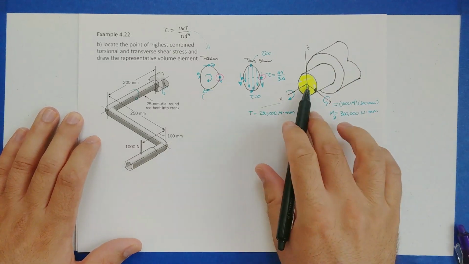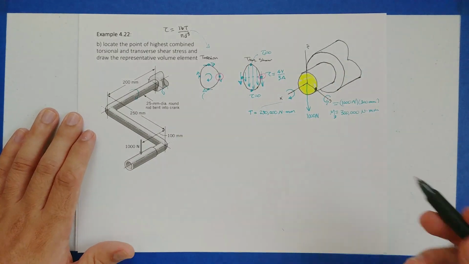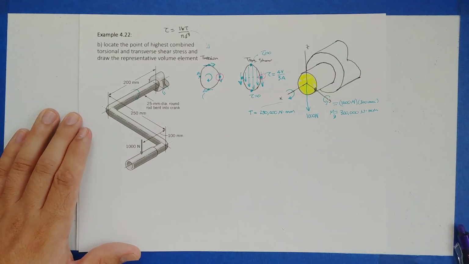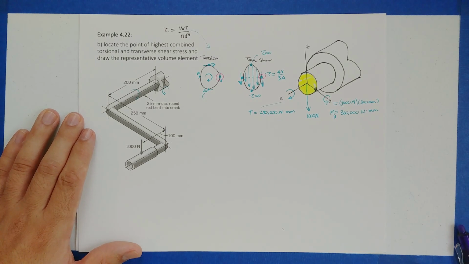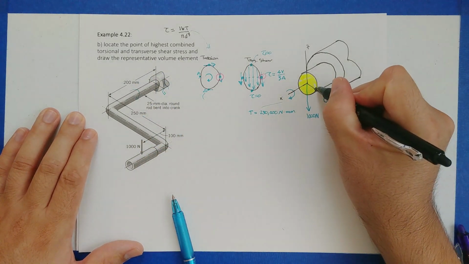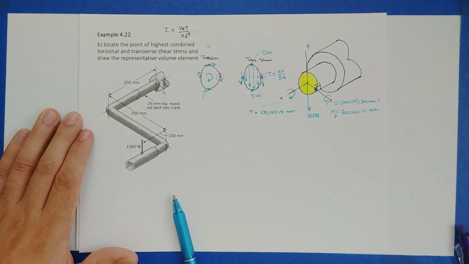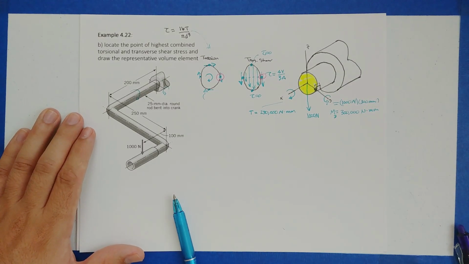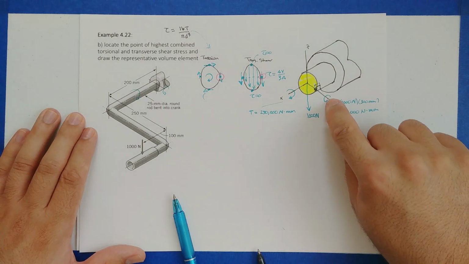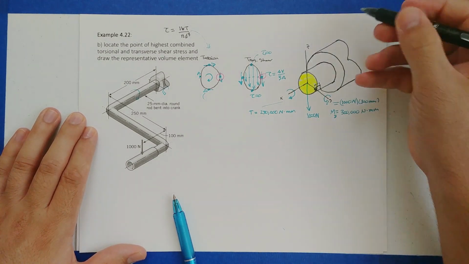I know it looks a little bit different, but it's because this is like a 3D and this is like a 2D. So we're looking at this point and essentially they want us to draw the volume representative element. So we're actually going to cut a little cube in there like so, down and something like that, and that's what we're going to draw. Remember, we still have bending over here.